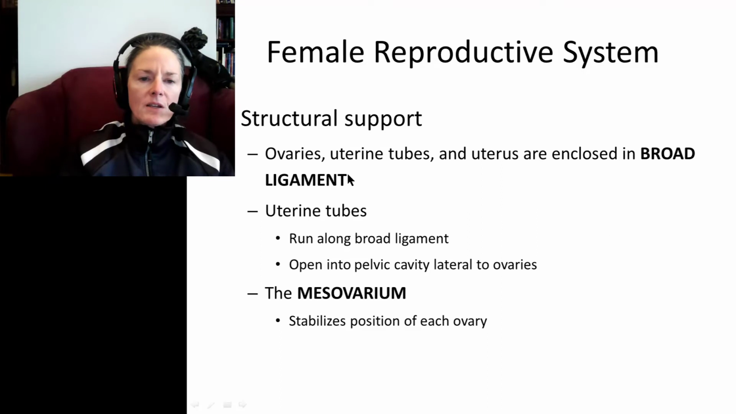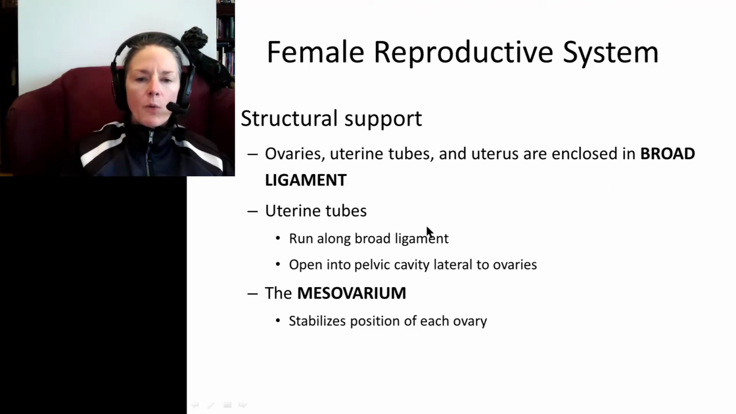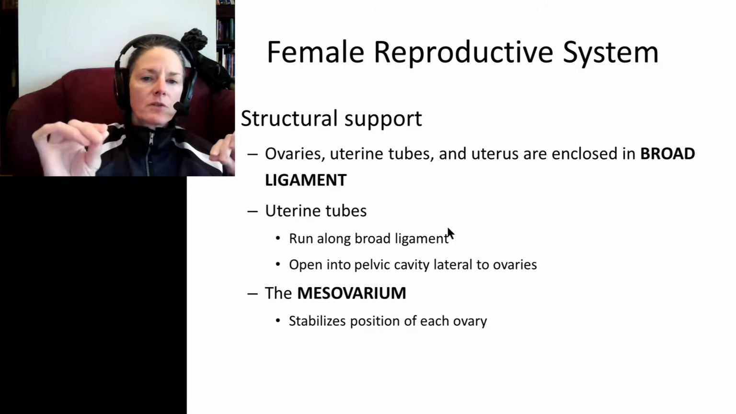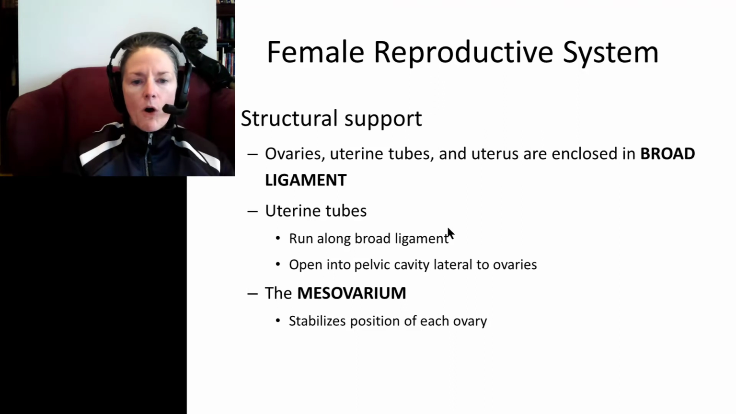So we will see the broad ligament in just a moment, and we'll see some other ligaments that will help hold things in place. So for example, we'll have an ovarian ligament that will attach the ovary to the uterus, and we'll also have a suspensory ligament, which suspends or attaches to the ovary and connects it to the body wall.